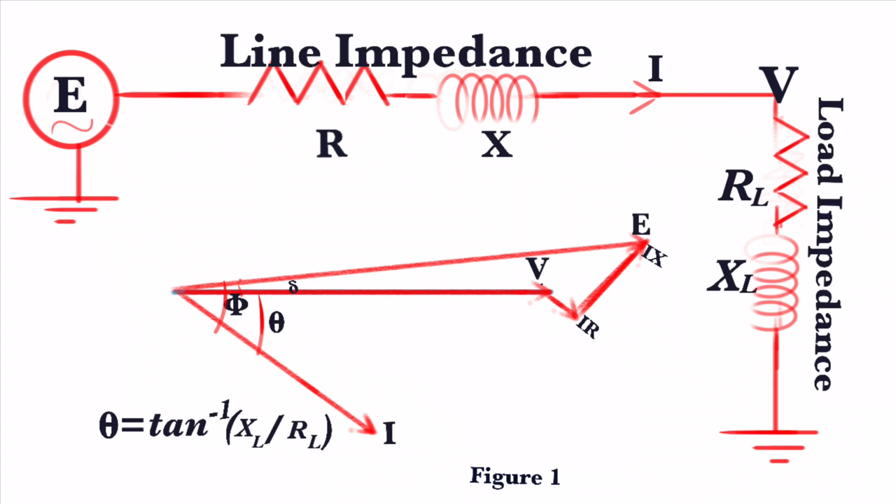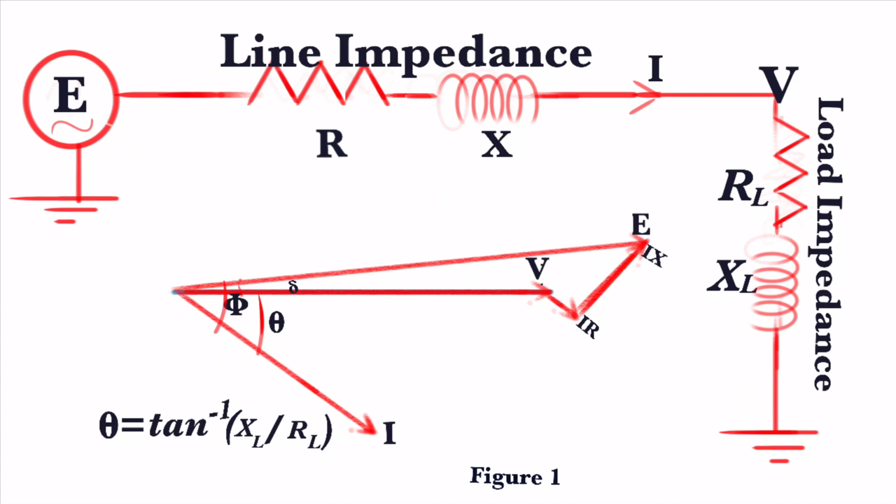So after drawing the I vector, now we have to arrive at E. How to arrive at E? E is voltage vector V plus some drops across R and X of the line impedance. So how to draw the drops? The drop across R is in line with the I. So we have to start from the edge of the V vector, in line with, parallel to the I. This is the IR drop.